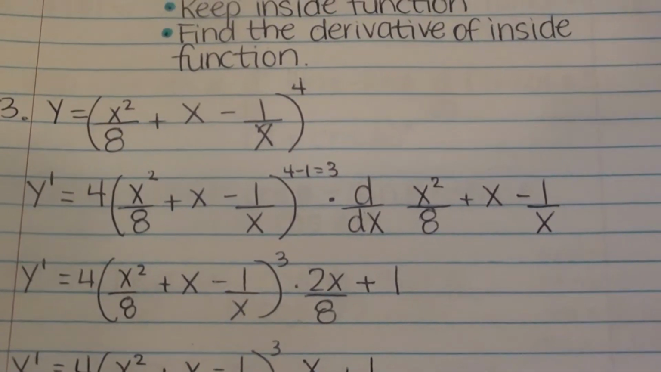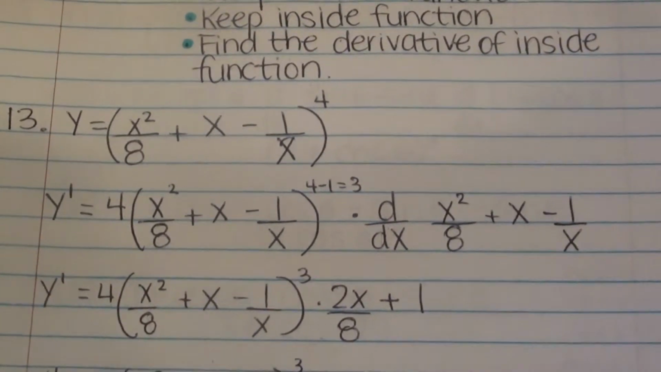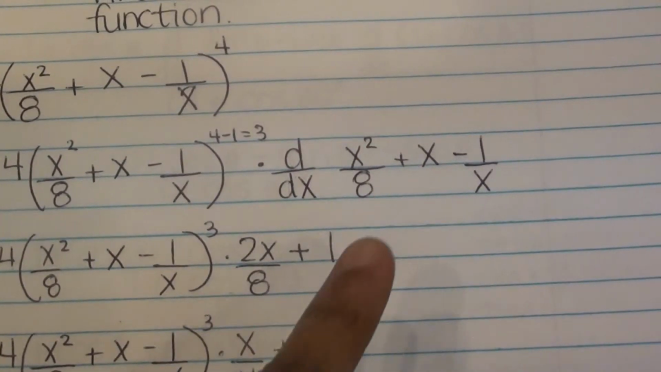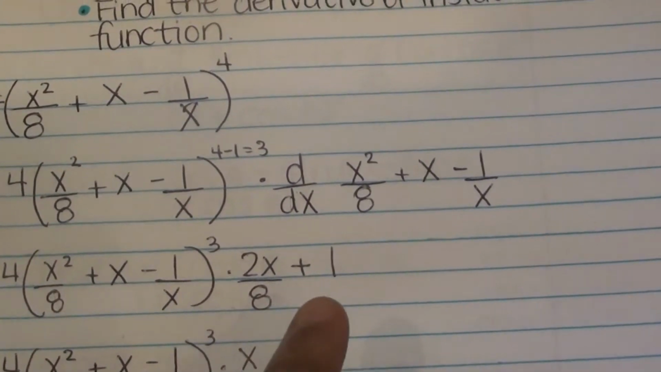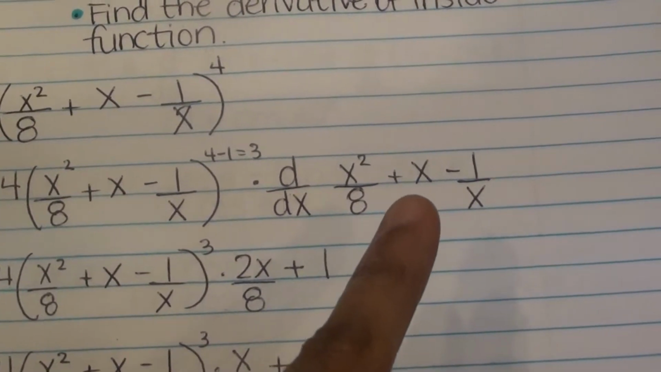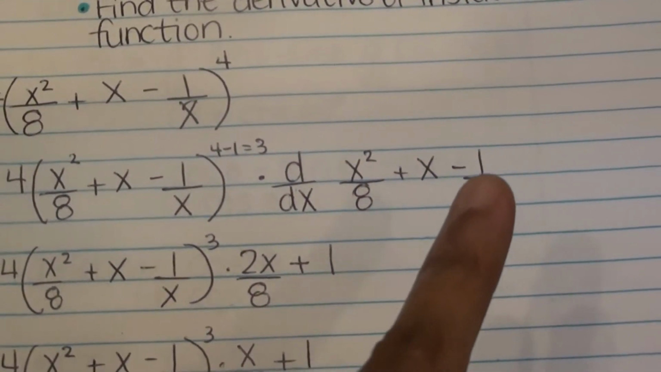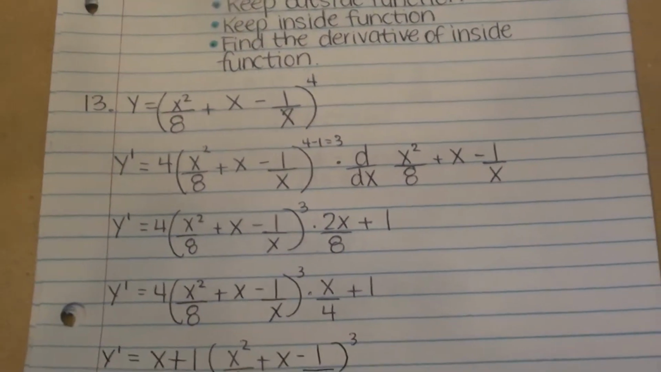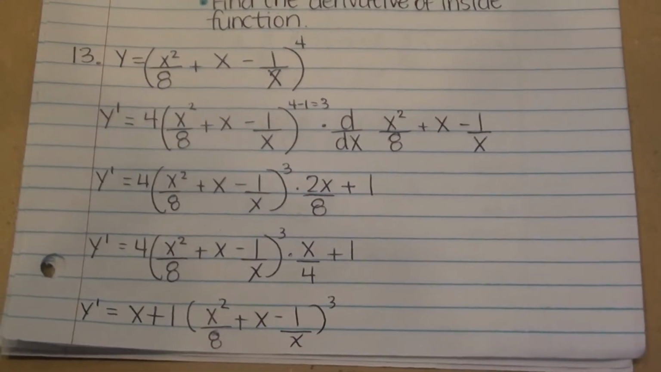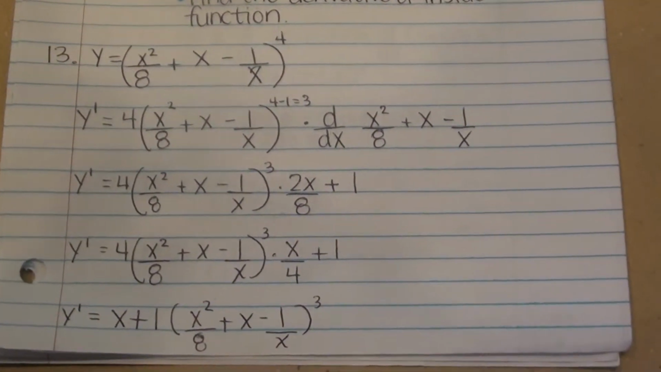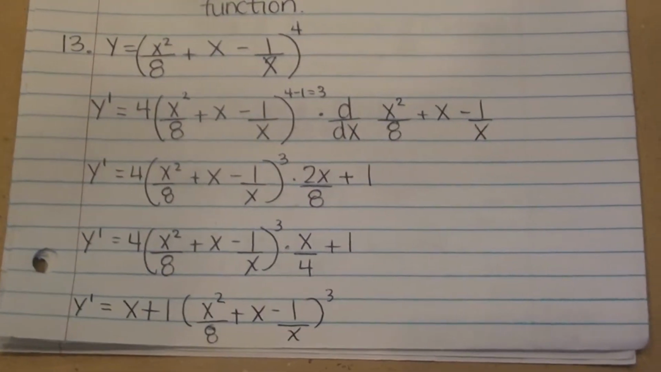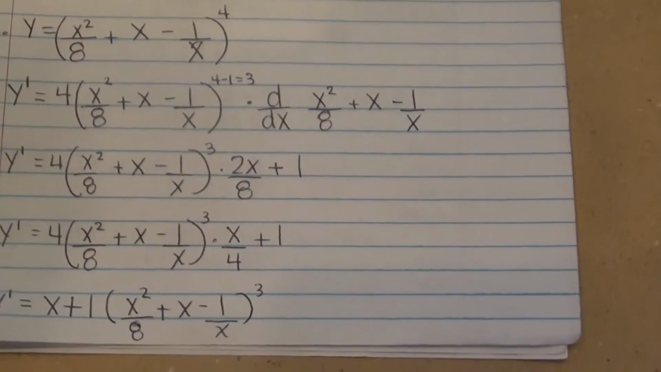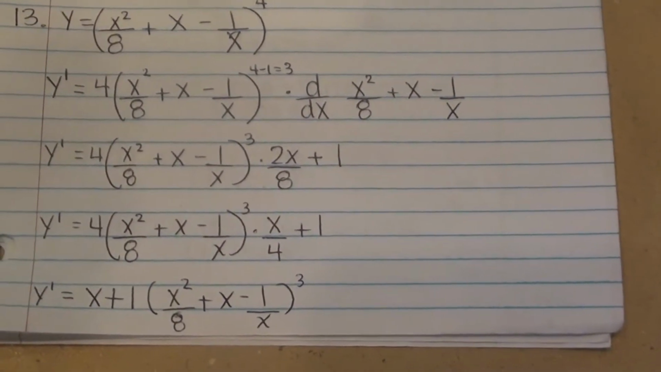Then what you're going to do is bring down the inside function that you did not solve times the derivative of x squared over 8, which is 2x over 8, plus the derivative of x, which is 1, and the negative 1 over x becomes 0 because 1 is a number, and when it's a number it becomes 0. And I'm going to reduce the problem again. So I'm going to reduce the derivative actually from 2x over 8 to x over 4, because it can be canceled out.